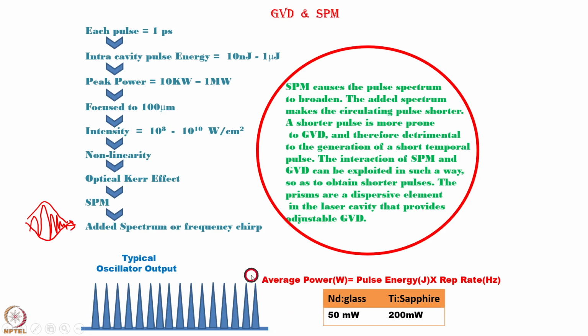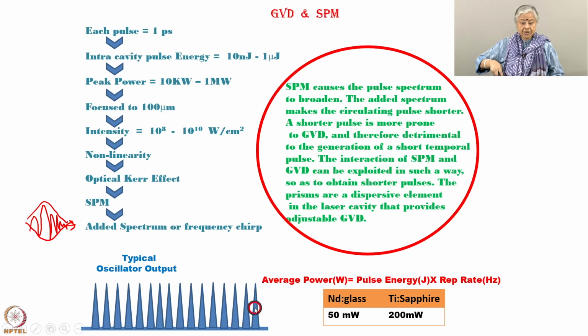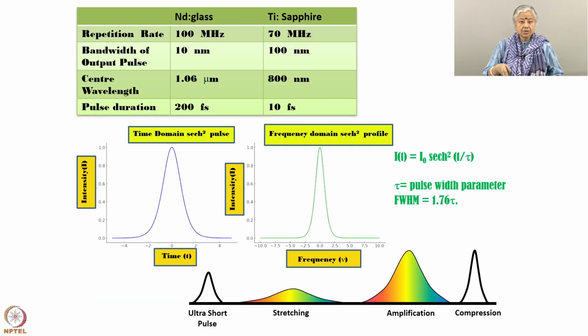So, here, as I described, this is the train of pulses which has a repetition rate. In ND glass you get somewhere around 50 milliwatt. These are some typical values, and in titanium sapphire you get around 200 milliwatts. And out of that train of pulses we have to select a single pulse. So, here I just give you a comparison of ND glass and titanium sapphire.